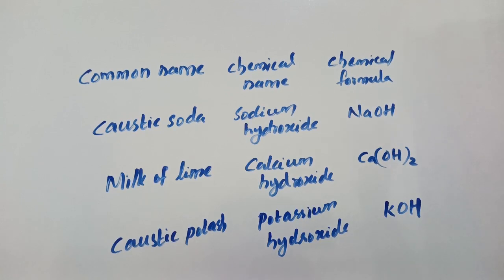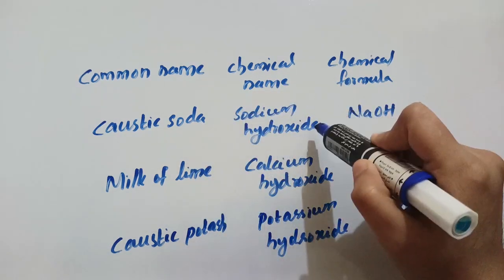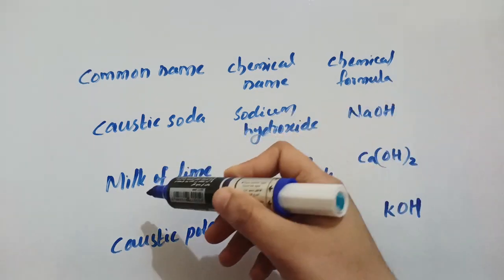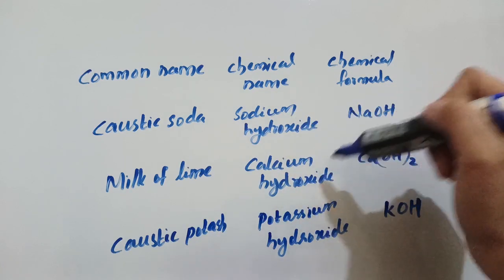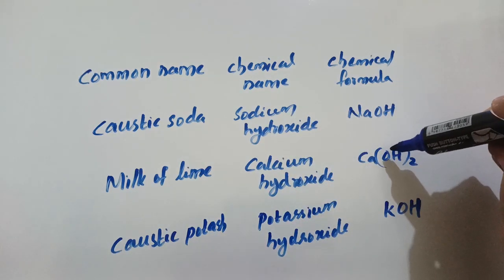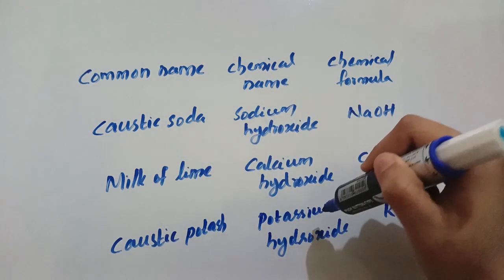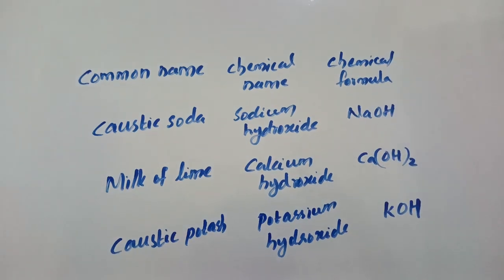Next, we can look at some common names, chemical names and chemical formulas of some alkalis. First, caustic soda. Its chemical name is sodium hydroxide and chemical formula is NaOH. Next, milk of lime. Chemical name calcium hydroxide and chemical formula is Ca(OH)2. Then caustic potash. Chemical name is potassium hydroxide and chemical formula is KOH.